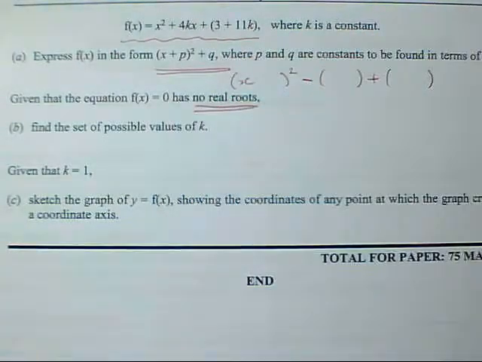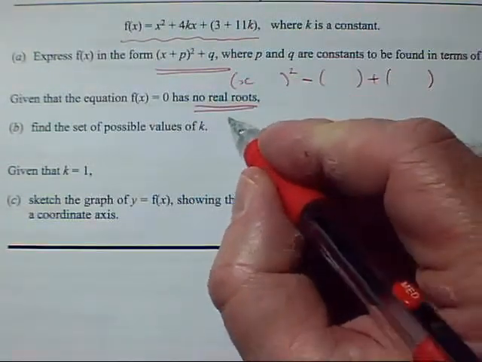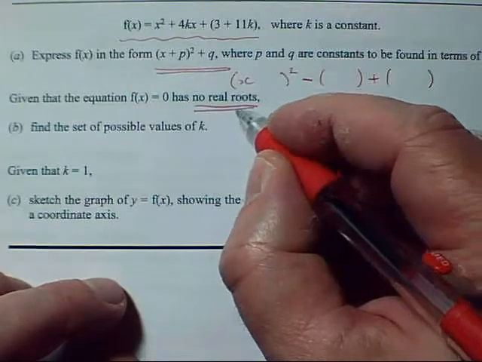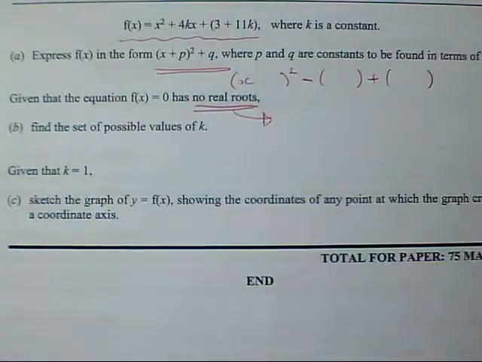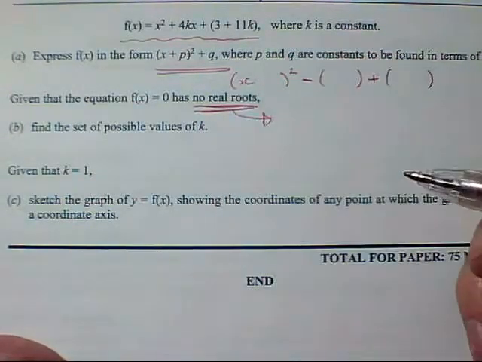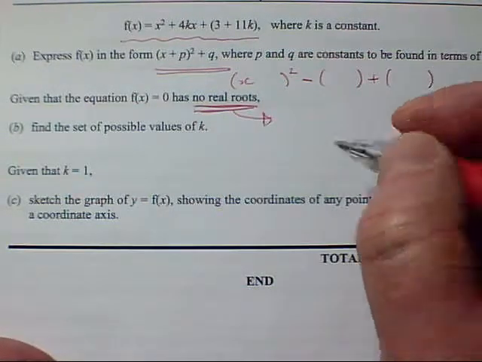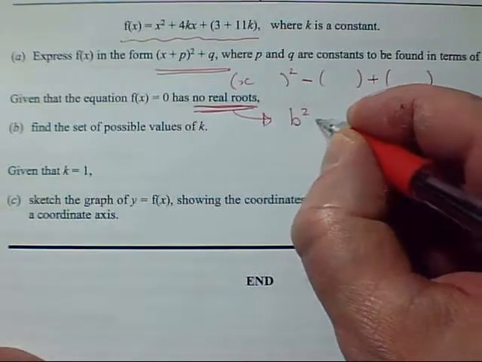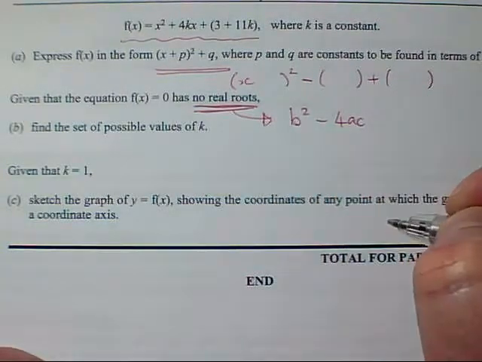Okay, then given that this equation has no real roots, trigger words if ever there were one. No real roots. Okay, what does that mean? Well, I'm going to have to give it away. It's the discriminant. If you don't yet know that when it talks about two distinct roots or equal roots or no real roots, that you start by writing b squared minus 4ac, then you need to learn that.